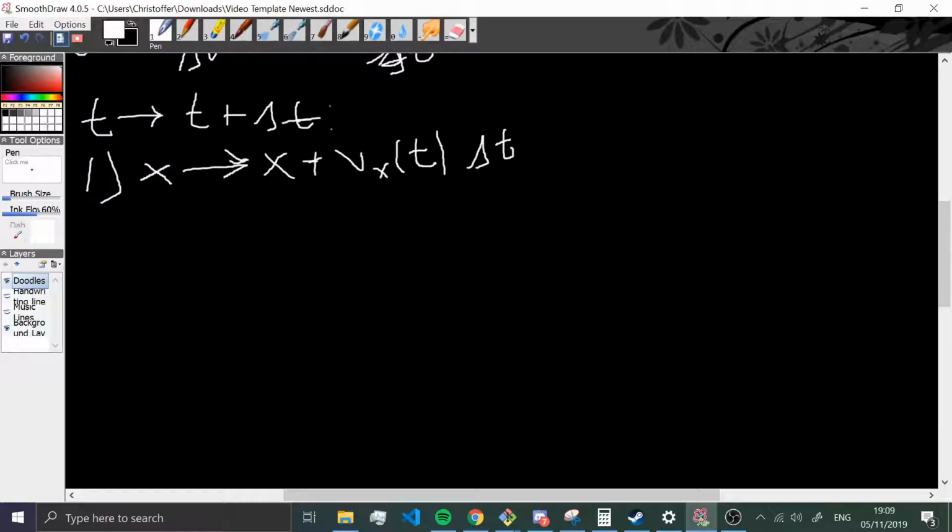Alright, and this is assuming that vx of t is constant over the time delta t, then this works. If it's not constant, you would have to put an integral symbol, but as long as we assume delta t is small, this thing is pretty much constant, so this works out.